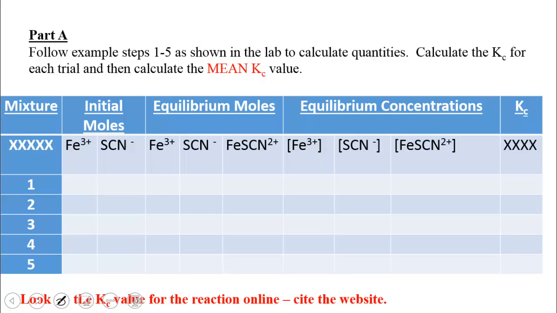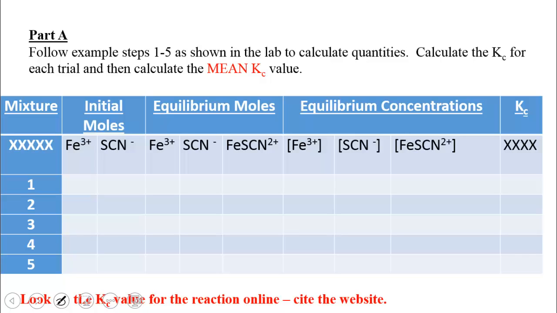Now, calculations. We've got lots of calculations in this lab, okay? And what I'm going to be doing for these samples is, of course, using fake data. So none of your data is going to look like my data, guys. So just please be aware of that.